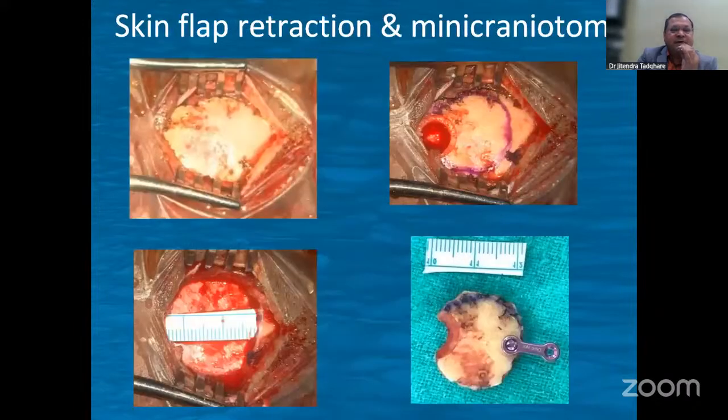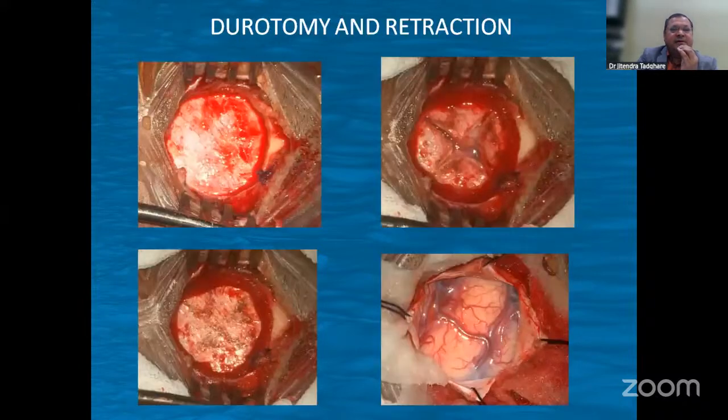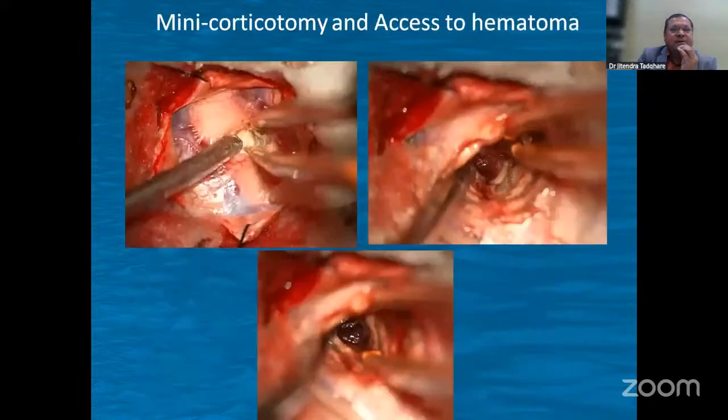So we take a 5 centimeter skin incision and retract the skin and subgaleal tissue using a single retractor. Make a single burr hole of 8 mm or 6 mm and do a mini craniotomy of around 2.5 centimeter. Then dura is exposed. We open the dura cruciately and retract it using silk.